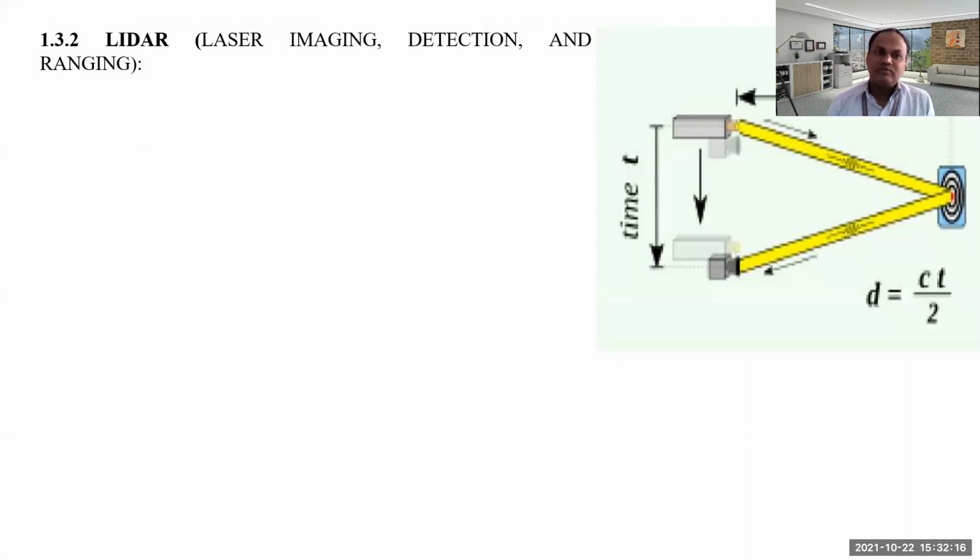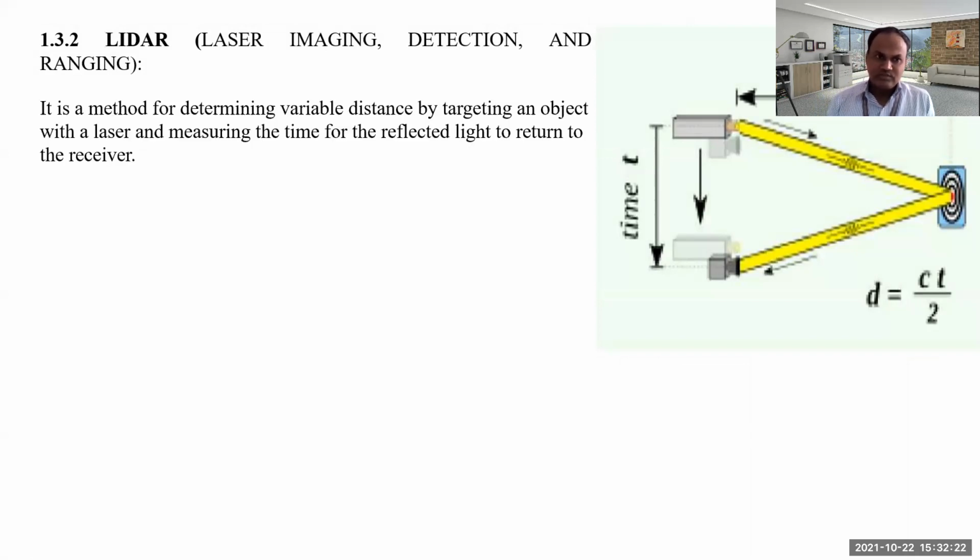So what is the meaning of LIDAR? LIDAR is nothing but Light Detection and Ranging equipment, and it is a method of determining variable distance by targeting an object with a laser and measuring the time for the reflected light to return to the receiver. So it will give you the exact distance of any object with the help of a light emitting device.